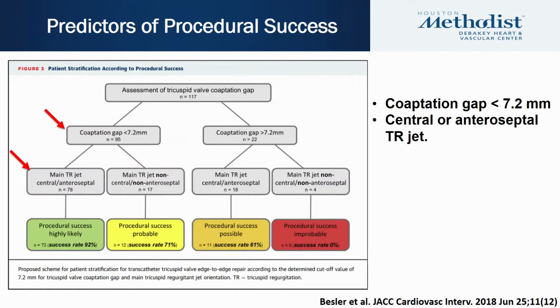This is another study looking at 117 patients who were undergoing transcatheter edge-to-edge repair of the mitral valve. And it showed that predictors of procedural success included a coaptation gap of less than 7.2 millimeters and a central or anteroseptal TR jet.